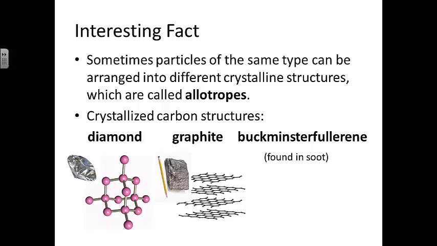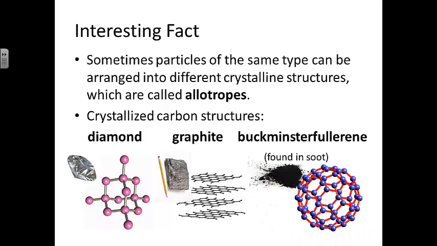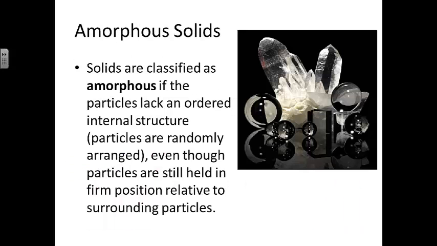Then there's Buckminster fullerene. It's found in soot. This is what we refer to as a buckyball. There are a variety of different crystalline structures, different ways in which carbon can connect to form bucky tubes as well as buckyballs, etc. Solids may also be classified as being amorphous, and that happens if the particles lack an ordered internal structure, meaning the particles are random.